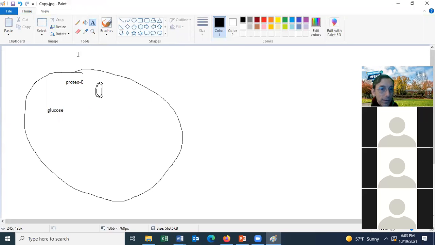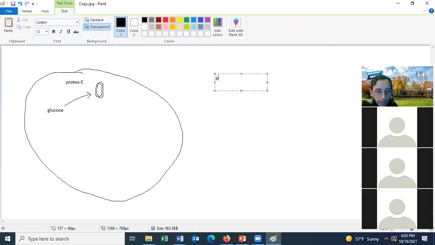And some of the glucose went from the cytoplasm to the bacteria. And the bacteria ate the glucose. And then the bacteria made ATP out of the glucose. Let me write that over here.